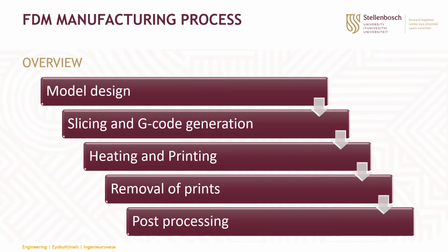Let us look at the FDM manufacturing process. This is the overview of the FDM manufacturing process. Firstly, you begin by designing a model using SolidWorks or software of your choice. Secondly, the file is then saved as an STL file and sliced using suitable software as well. Then the G-code is generated and sent to the machine control unit. Thereafter, heating and printing begins. The following step is then to remove the printed parts, and then post-processing techniques are employed as per requirement.